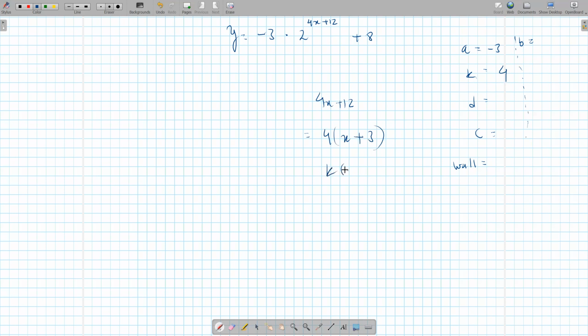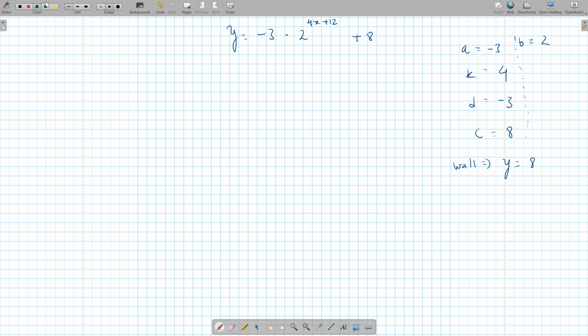What's D? 3. Try again. You're comparing this with this, okay? X minus D. What's D? -3. Yeah. What's C? 8. Where's the wall? At C. Right. And so the equation of the wall is what? It's a horizontal line. Y equals 8. Okay. What's the base function? 2. Yeah, base function is 2.